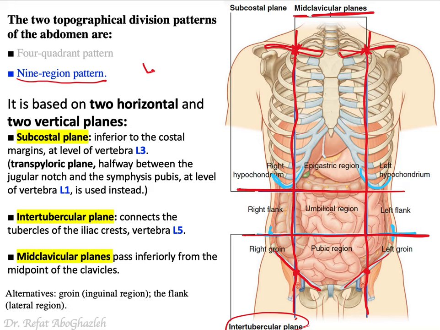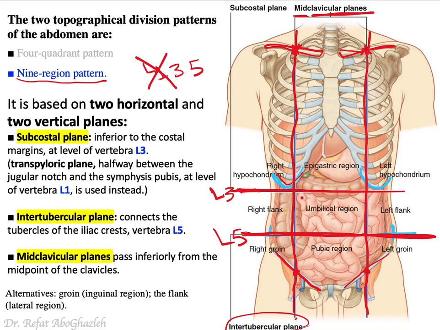L1, 3, 5. I will tell you why. Forget now 1. So this plane is what's known as the subcostal plane, because it is under the costal cartilage, at the level of L3, and the intertubercular plane at the level of L5.